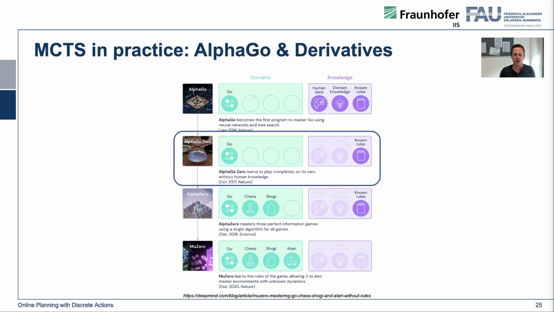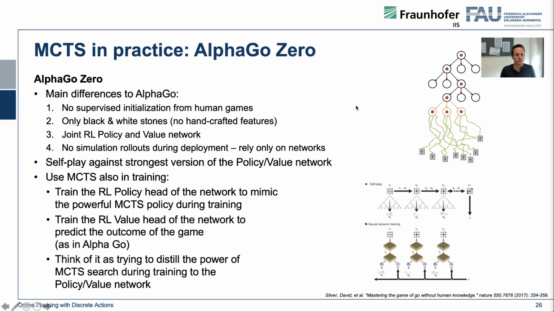So let's talk about AlphaGo 0. You see here that AlphaGo 0 is still applicable to the domain of Go. However, it doesn't require human data and no domain knowledge, and we will see how this is actually implemented. In AlphaGo 0, there are 4 main differences to AlphaGo. The first one is it is trained solely by self-play with reinforcement learning. It starts from random play without any supervision or use of human data.